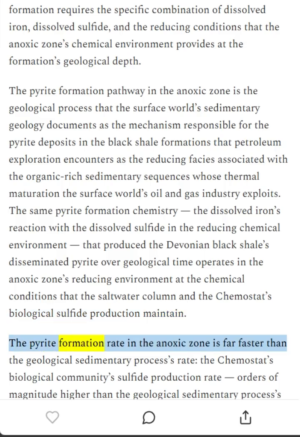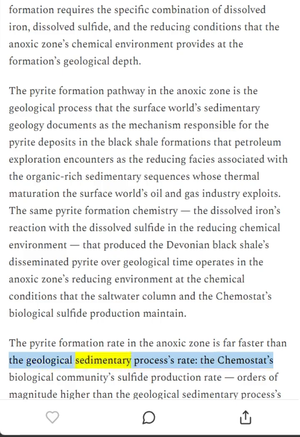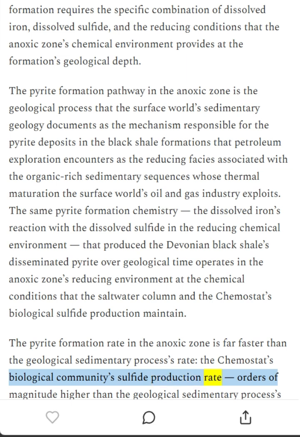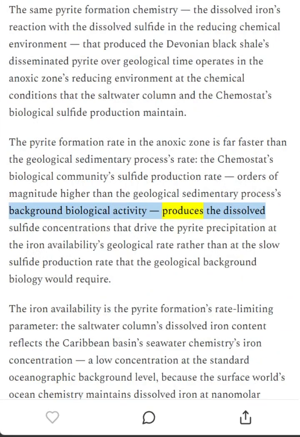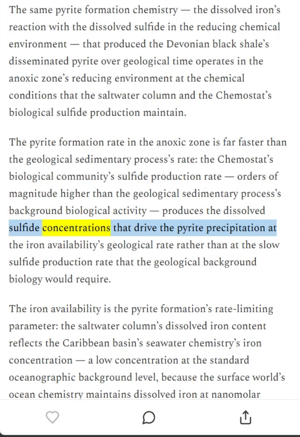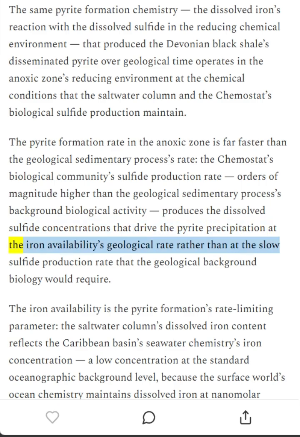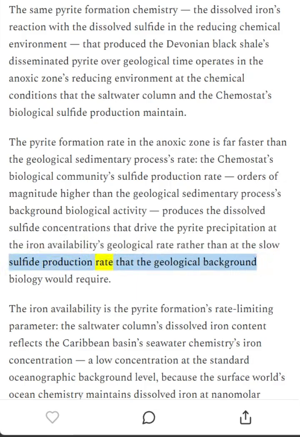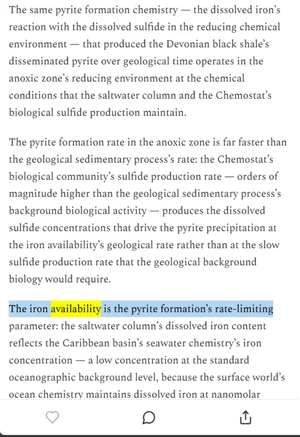The pyrite formation rate in the anoxic zone is far faster than the geological sedimentary process's rate. The chemostat's biological community's sulfide production rate, orders of magnitude higher than the geological sedimentary process's background biological activity, produces the dissolved sulfide concentrations that drive the pyrite precipitation at the iron availability's geological rate rather than at the slow sulfide production rate that the geological background biology would require. The iron availability is the pyrite formation's rate-limiting parameter.